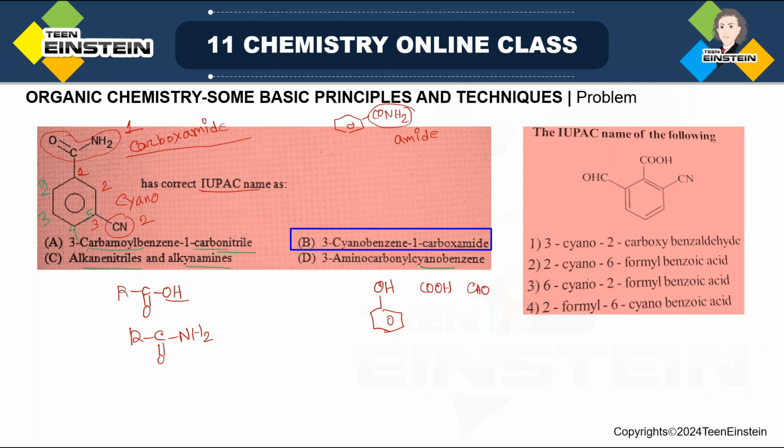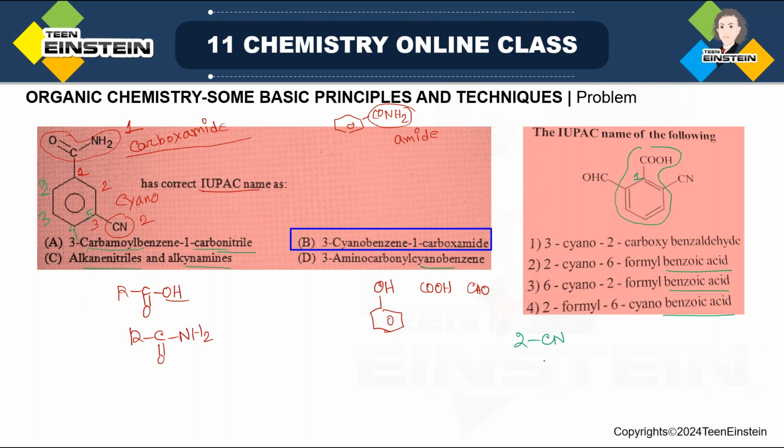IUPAC name, again a structure is mentioned. Now as there is CO2H group, we have to consider it as a derivative of benzoic acid. So it will end with oic acid, and as benzene is present, that is why benzoic acid. Now ending with benzoic acid, you can find that in option 2, option 3 and option 4. So option 1 will not be correct. Now this is number 1, that is fine. But whether you will move to CN first or CHO first. So which one is correct?